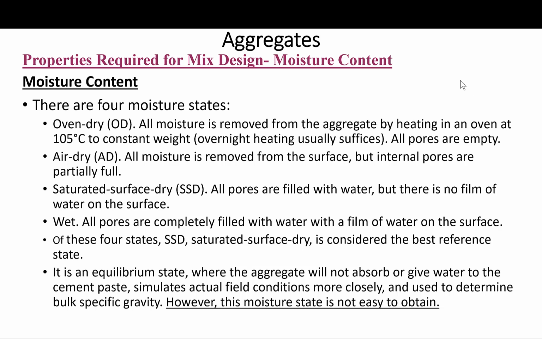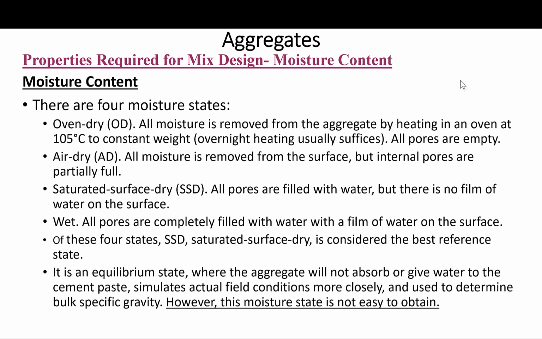Second, the moisture content of aggregates in the field is much closer to the SSD state than the OD state. Third, the bulk specific gravity of aggregates is more accurately determined by the displacement method in the SSD condition. The fourth reason, the moisture content can be calculated directly from measurements of apparent bulk specific gravity using displacement methods. The bulk specific gravity and the apparent specific gravity, those terms we will talk about in detail in this next or maybe the following lecture.